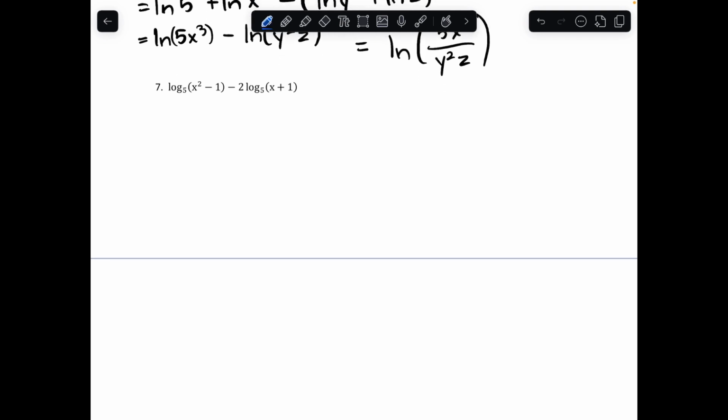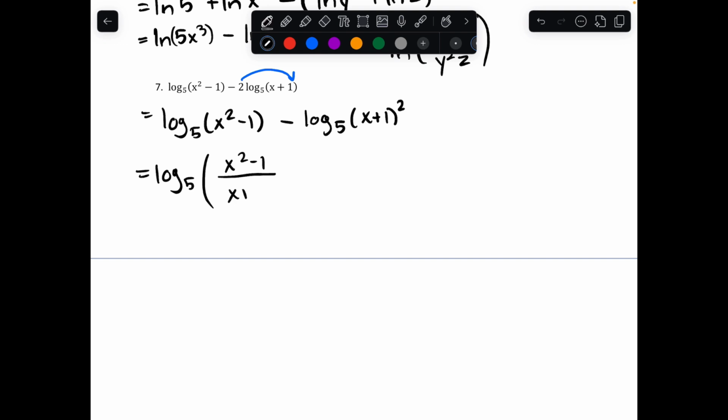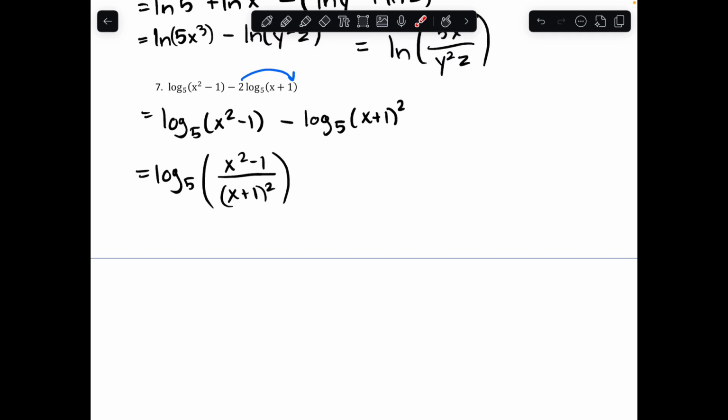So for this one, we see there's a constant out front that we can drag into an exponent. So this becomes log base 5 of x squared minus 1 minus log base 5 of x plus 1 quantity squared. There's a difference of two logarithms, so we can combine it into a fraction. This becomes log base 5 of x squared minus 1 divided by x plus 1 quantity squared. Now we can actually simplify this a little bit more.